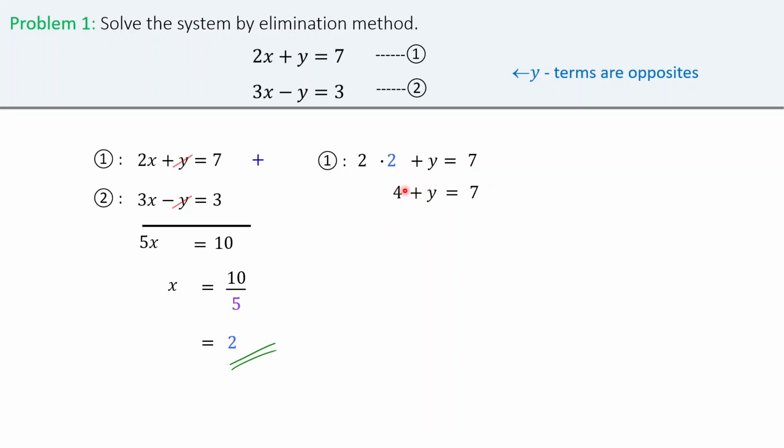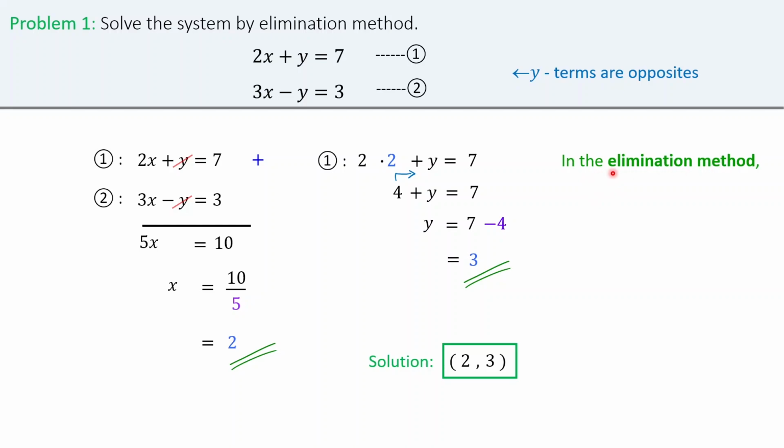Now isolate y by moving this term to the right. y is equal to 7. Positive 4, so you need to add negative 4. y is equal to 7 minus 4 is 3. This is the y value. So the solution is first write the x value, comma, the y value. Put parenthesis. This is the solution of this system. So in the elimination method, you add the equations and eliminate one of the variables.